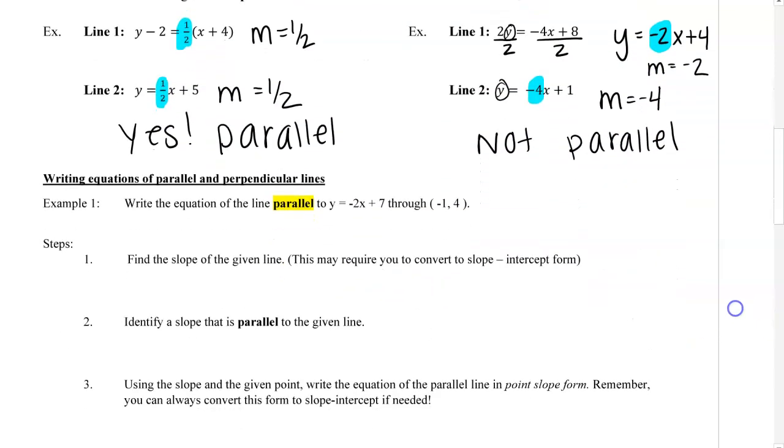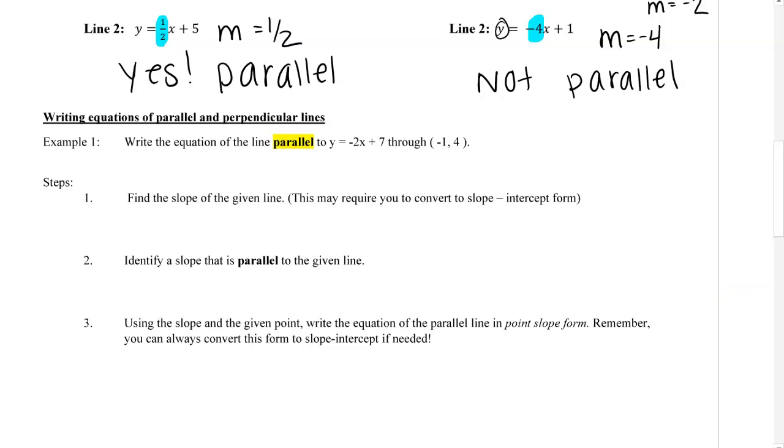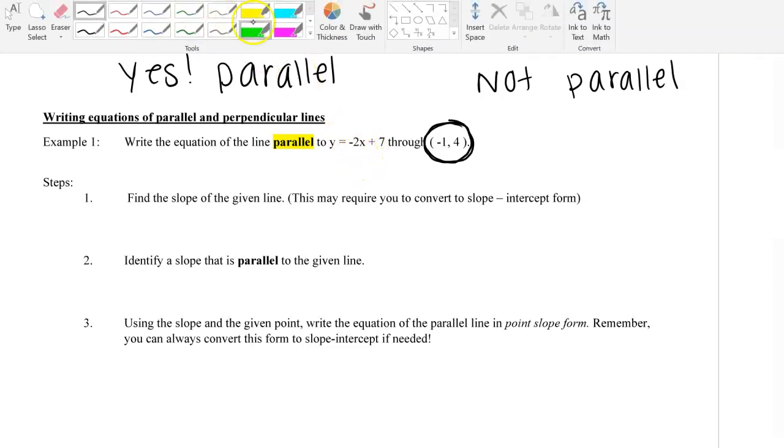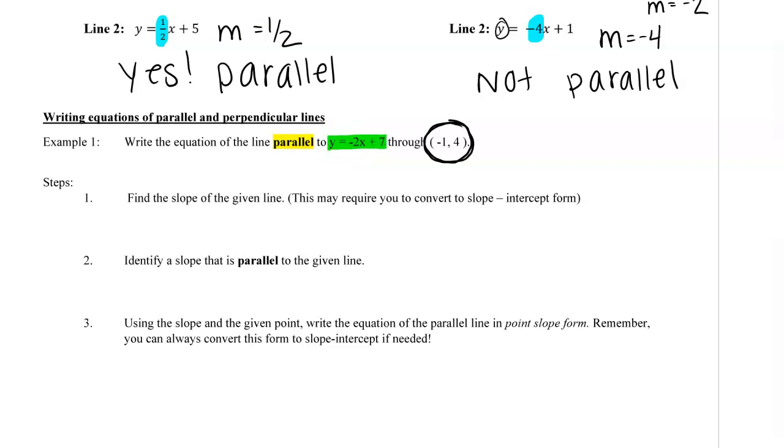Okay. To write the equation of a parallel line, you're going to need a slope and a point. The first step is to recognize the slope given the equation that they started you with. So for this example, they want you to write the equation of a line parallel to y equals -2x plus 7 through this point. We must use this point, and we must use a slope given to us from this line.